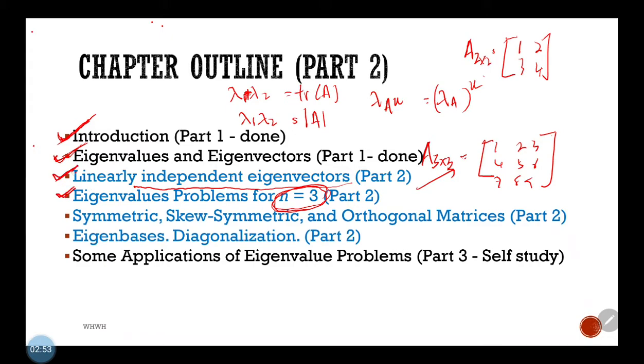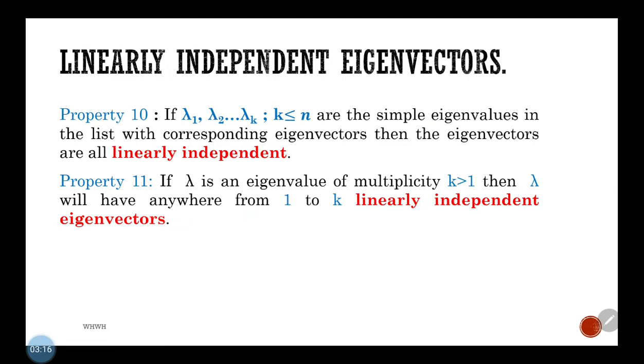If time permits, we will also have a look at symmetric, skew-symmetric and orthogonal matrices. I don't guarantee this one; we will check whether we have enough time or not. For sure, eigenbasis and diagonalization will be in our next class. So now we move to property number 10.